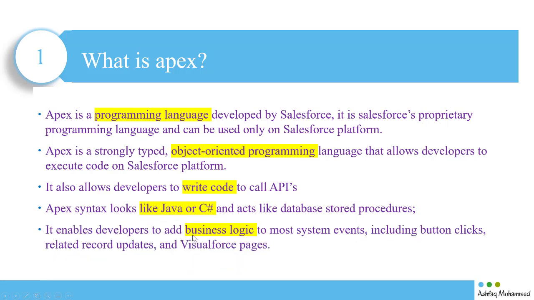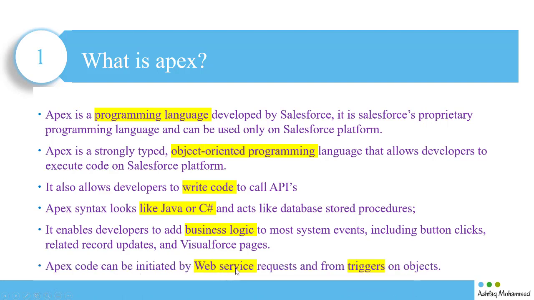It also enables developers to add business logic to most of the system events, including a button click. Basically, in every programming language, we write logic, and it will be triggered on some event. So in this case, it can be triggered from a button click. Let's say, for example, I clicked on a save button, and then the logic will trigger and run and do whatever we have written for it to do. Related record updates, and then we can call it from Visualforce pages as well. Apex code can be initiated by a web service request and from triggers on objects. So we can write Apex code to do multiple things. These are a few of them.